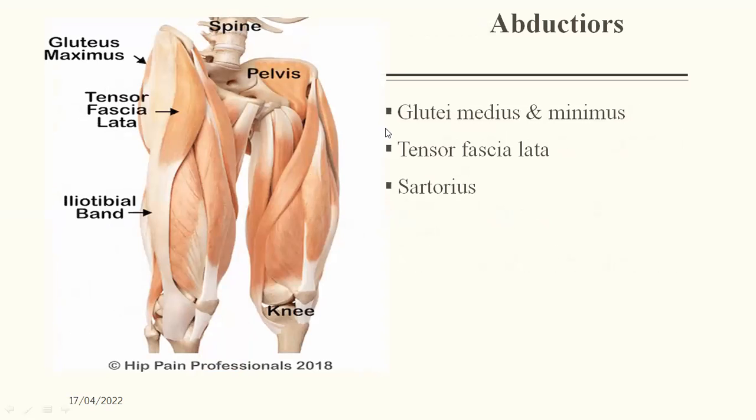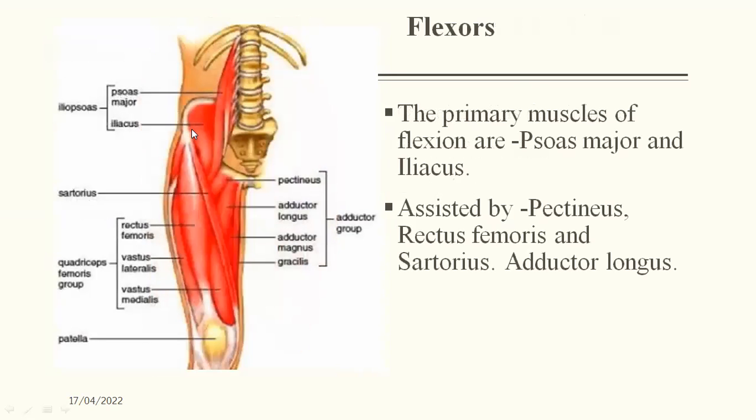Then the abductors. The abductors are gluteus medius and minimus. This is the gluteus medius and underneath that the gluteus minimus. Then the tensor fasciae latae and the sartorius, which I have shown in this image.